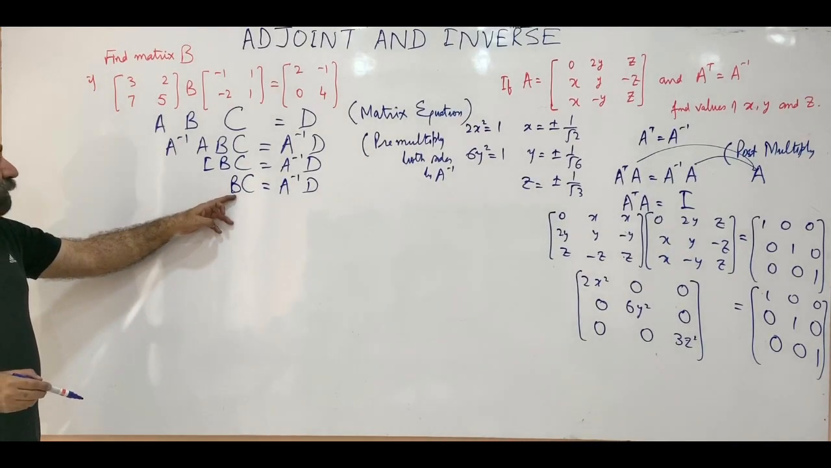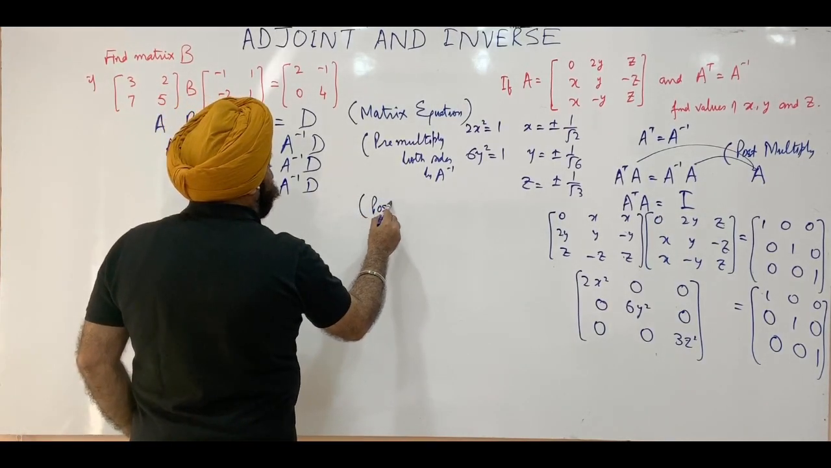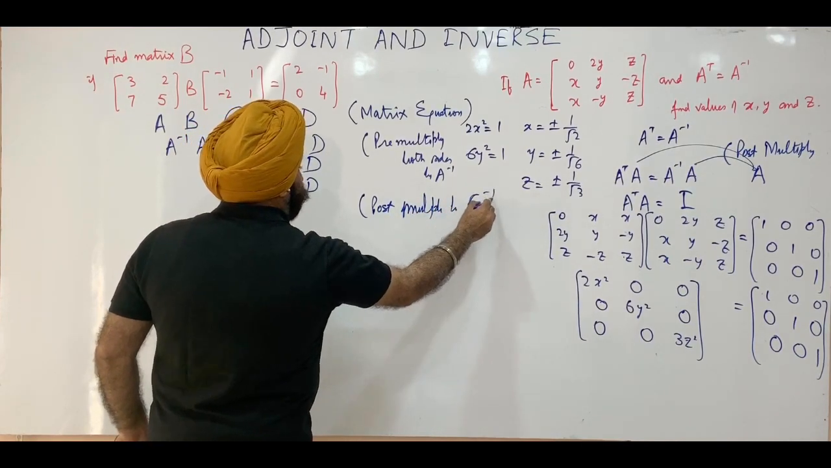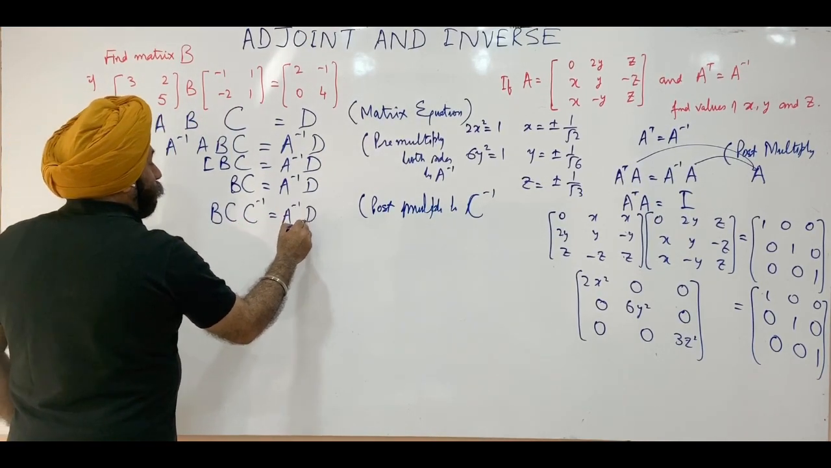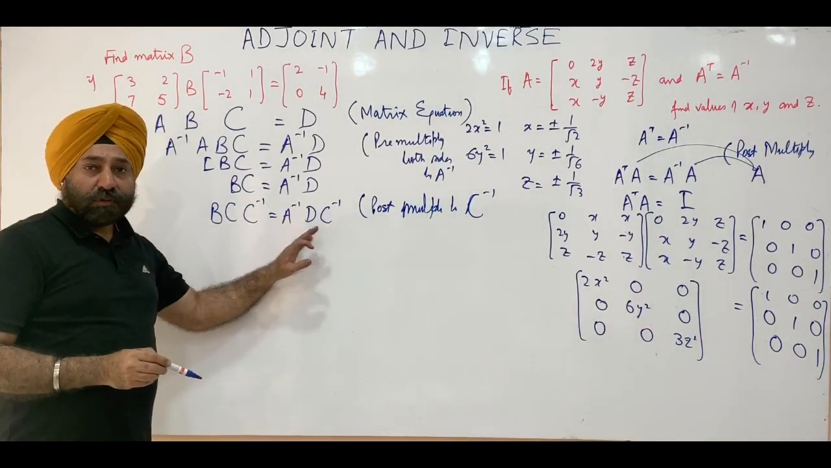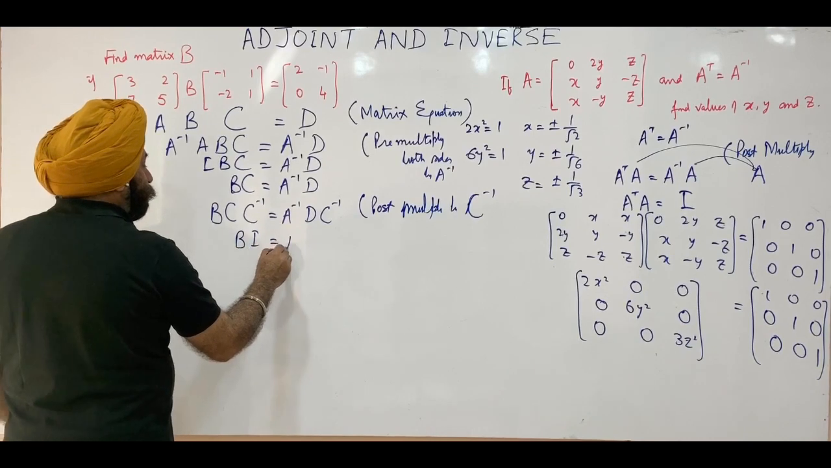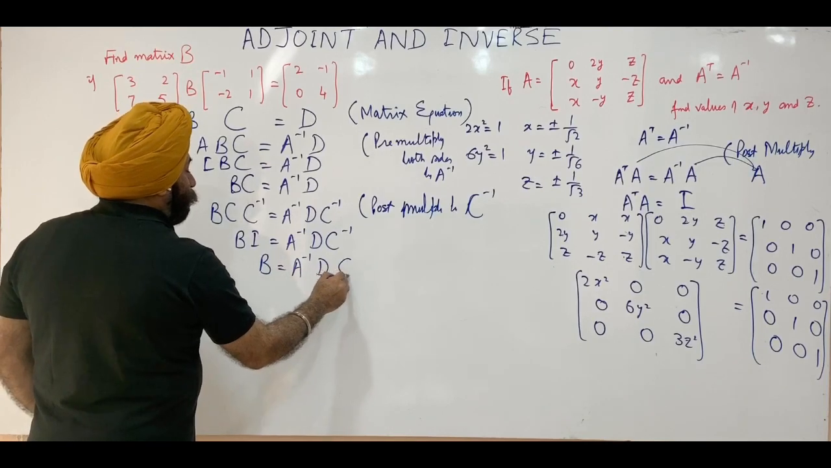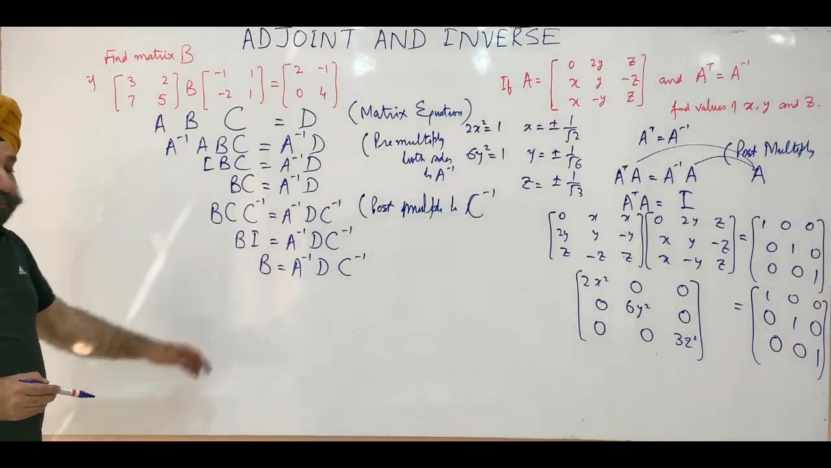We'll have B if we now eliminate C from the right. For that, we post multiply by C inverse. That is, we have B into C inverse. Do not change the order because we know the product is not commutative. C into C inverse is I, so this is B into I, and this is B. A inverse into D into C inverse. We can find this product and that will be B.